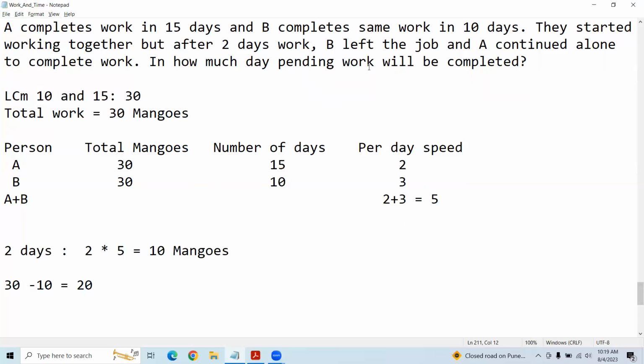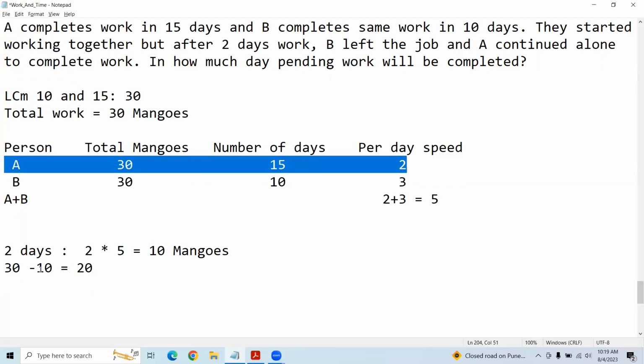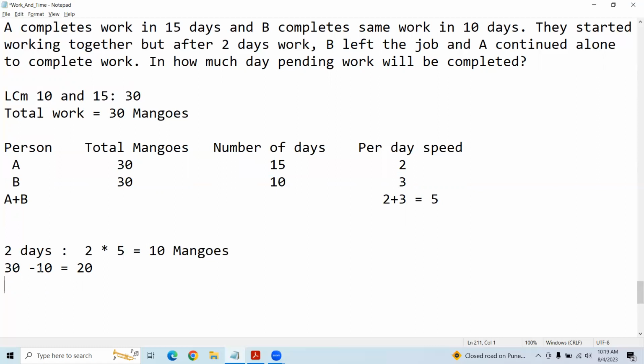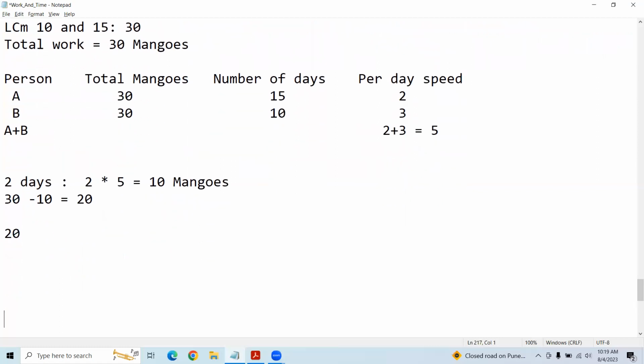And who left the job? B left the job. So now B left the job, A is going to work alone. And what is A's speed? A's speed is 2 mangoes per day. And how many mangoes are remaining now? 20. So how many days will A need to complete those 20 mangoes? 20 divided by 2, because 20 mangoes are remaining and 2 mangoes per day is his speed. So in 10 days, A will be able to complete the entire work.